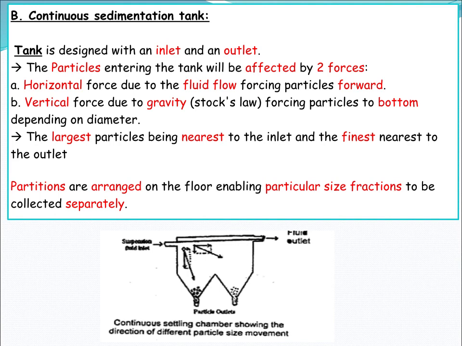So which powder will sediment first? Logically, the coarse powder will sediment first. So most probably the coarse powder will be collected in the first partition on the left side, and the fine powder will be collected on the right side. And if you have 3 partitions, you can categorize the powder into coarse, moderate, and fine, and very fine if you have 4 partitions in the bottom.